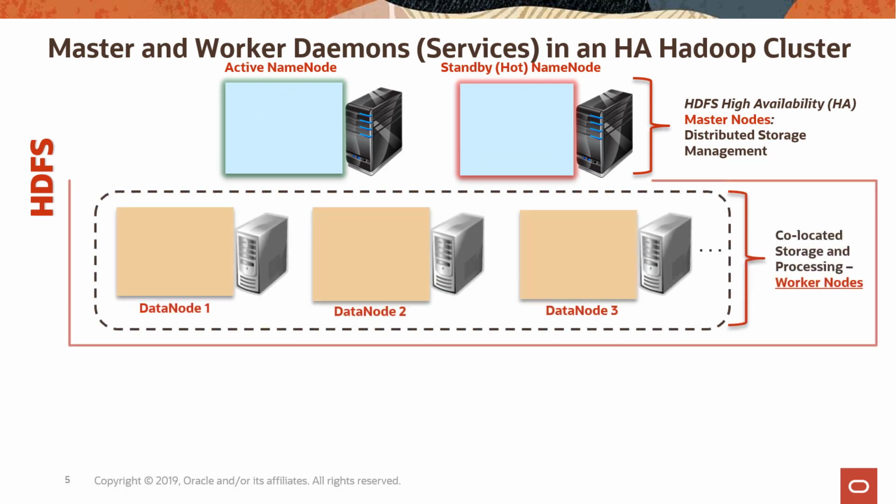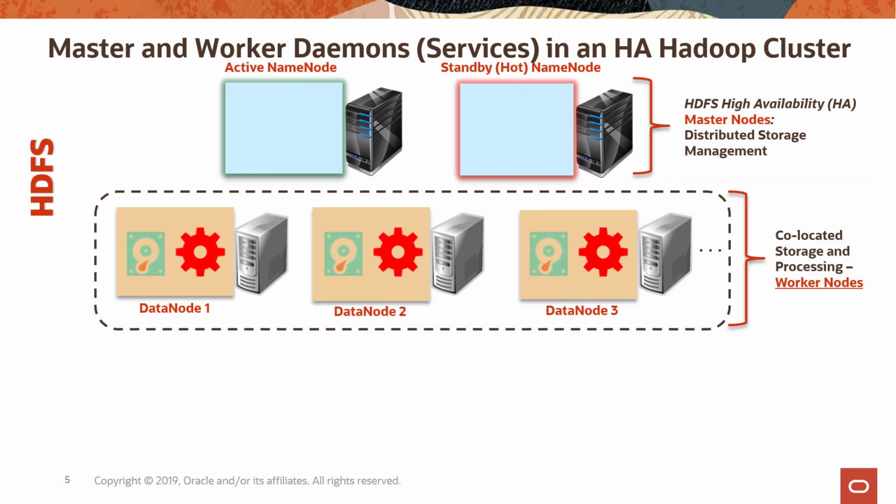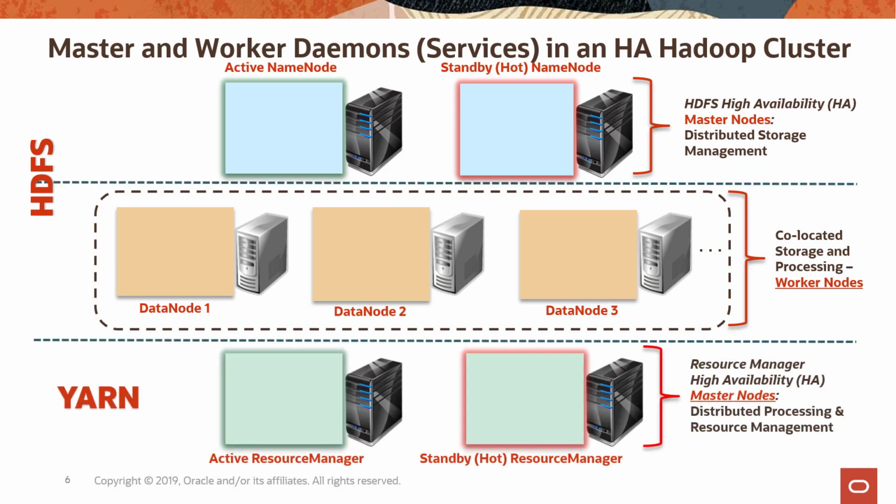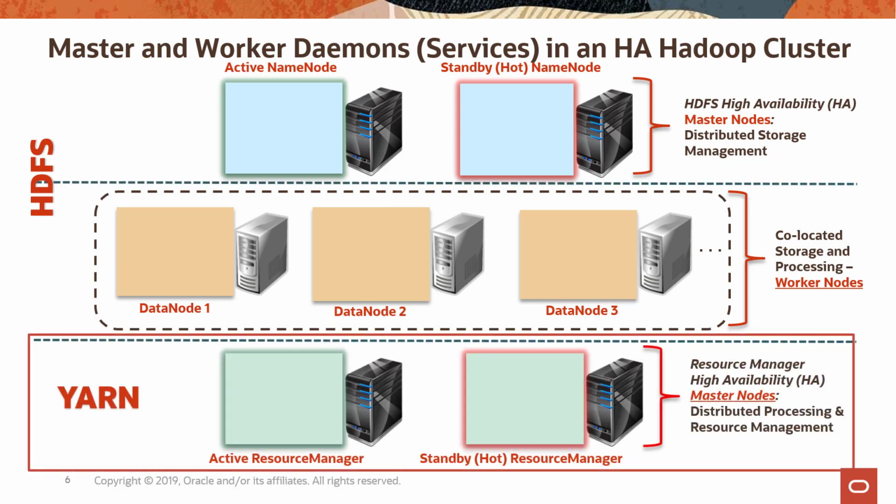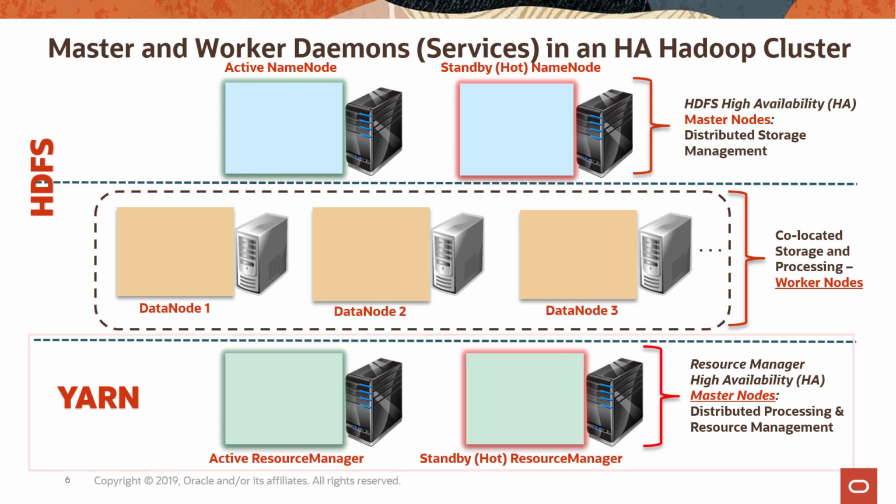HDFS also contains worker nodes that run the DataNode Daemon or service. The data is stored and processed on the worker nodes. There is usually one DataNode Daemon per worker node in the cluster. A DataNode Daemon manages the storage attached to the node that it runs on and communicates with the NameNode. On the processing side of the cluster, we have Yarn and the master nodes that run the active and standby resource managers. We will cover Yarn, MapReduce, and Spark in later lessons.